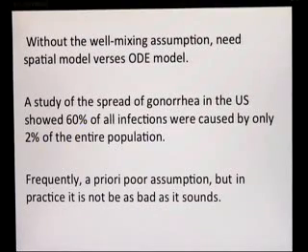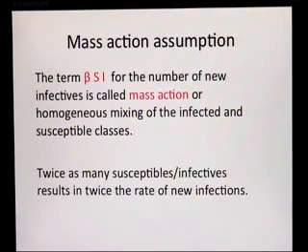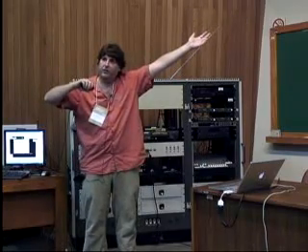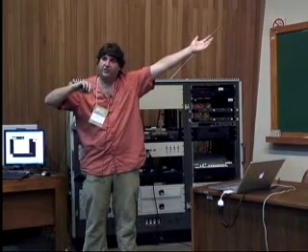Why make this assumption? Yes? What do you mean by well mixed? Very intermingled. Again, you have to think about the rate of change of infections: if you double the number of susceptibles, then you double the rate of increase. And if you double the number of infectives, you double the rate of increase of new infections. And the only way that can happen is if they are all very well mixed. You have to think about that a little bit.